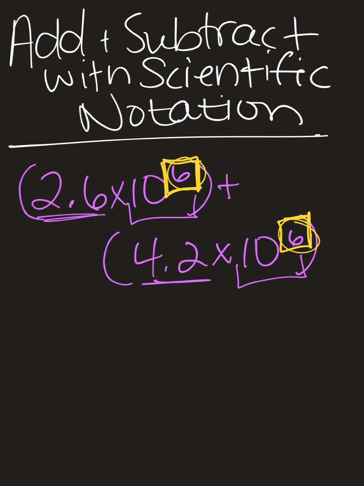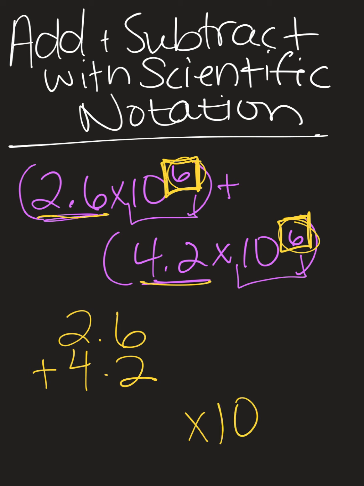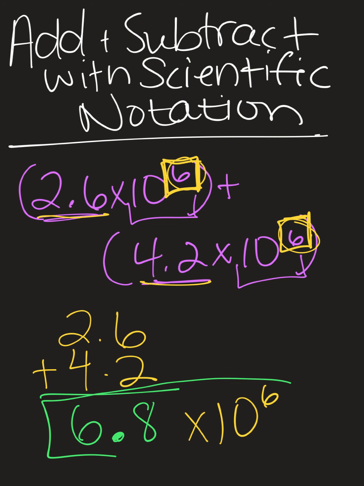So all I'm going to do is simply add up my decimals, 2.6 plus 4.2. And similar to any decimal places that we're adding, or similar to fractions where we have to have the common denominator that stays the same when we're done, our final answer is going to have 10 to the power of 6 because that is my base. Okay, so 6 plus 2 is 8. 2 plus 4 is 6. I'm going to drop my decimal down, and my final answer is 6.8 times 10 to the power of 6.